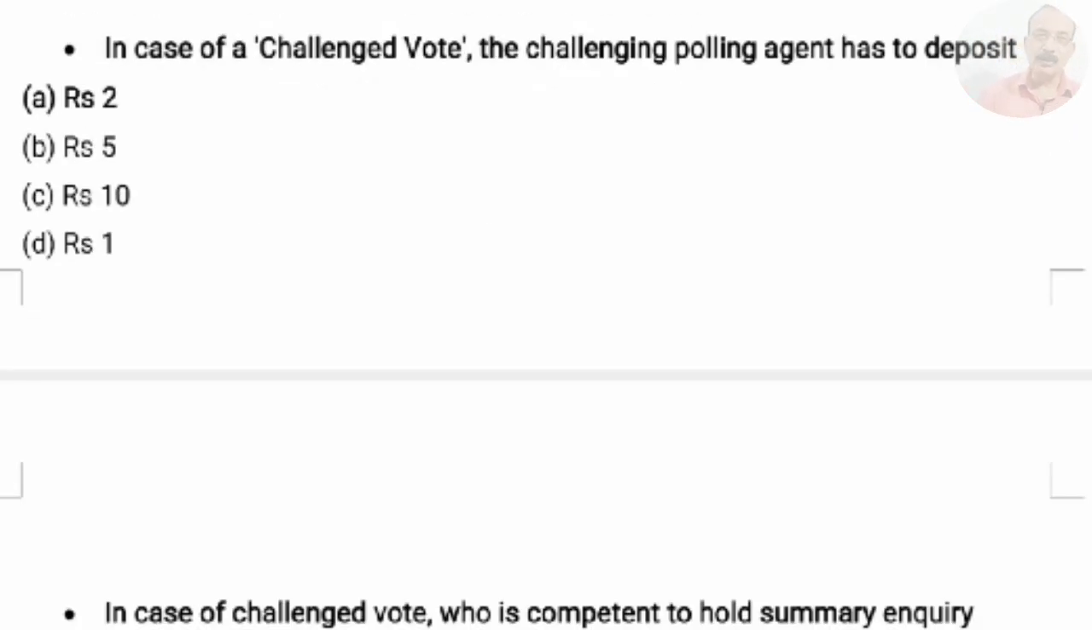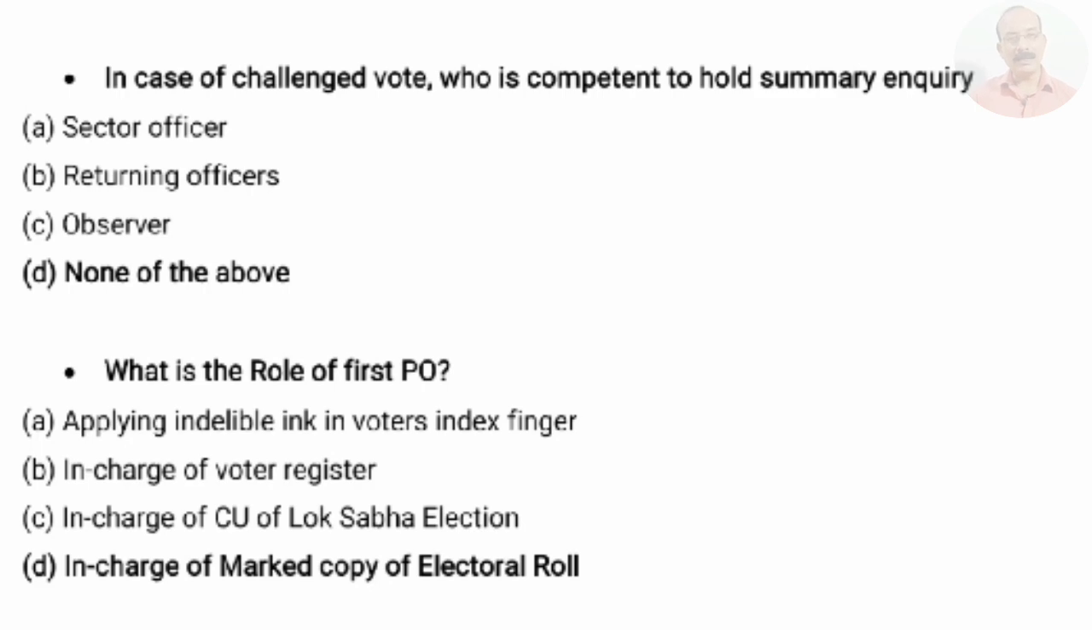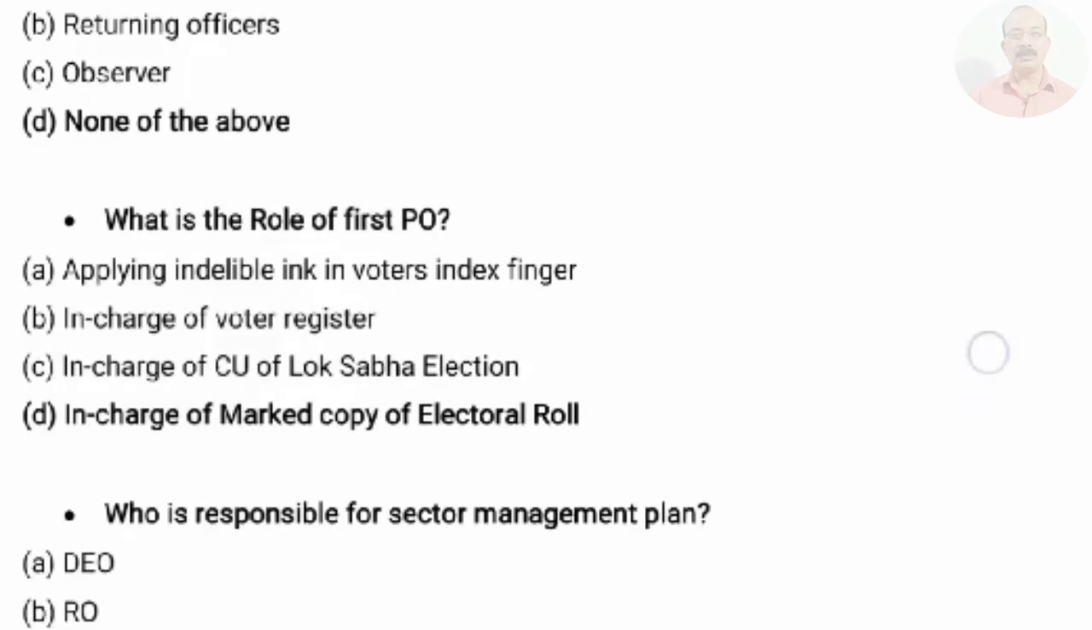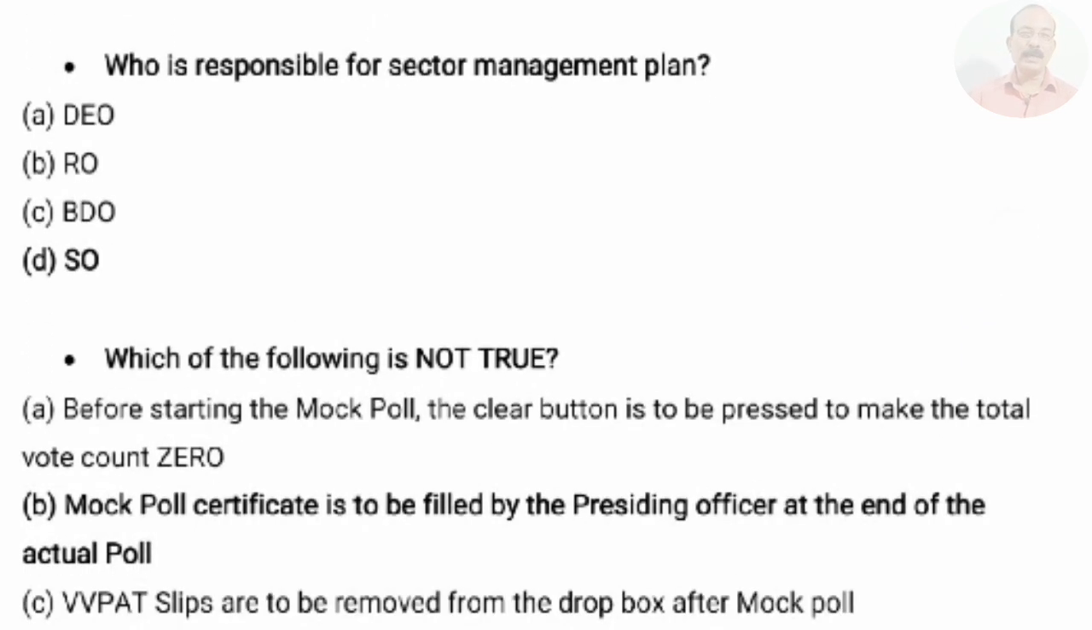In a challenged vote, the polling agent challenges the identity of any elector. In case of a challenged vote, the challenging polling agent has to deposit ₹2. In case of a challenged vote, who holds the summary inquiry? None of the above. What is the role of the first polling officer? In charge of the marked copy of the electoral roll. Who is responsible for the sector management plan?